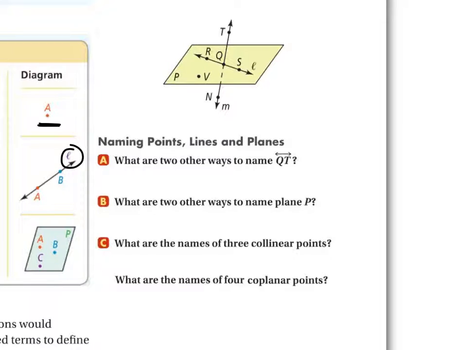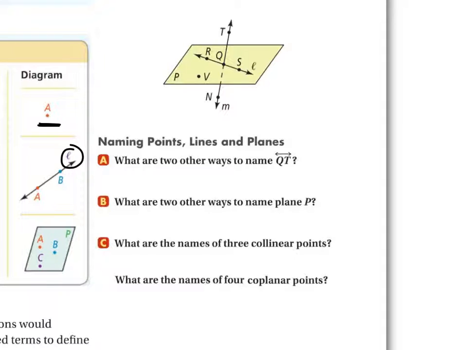Okay? Great. All right. So we want to look for, what is QT? What does that symbol mean there? Line. It's a line. We want to find another name for line QT. Please write down 2 other names. All right, well, if you're trying to find other names for that line, you might need to know what are other points on that line. Well, obviously Q and T are points on that line. What else?